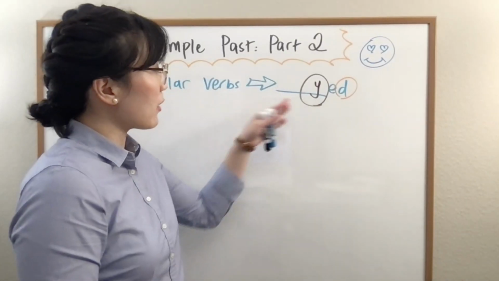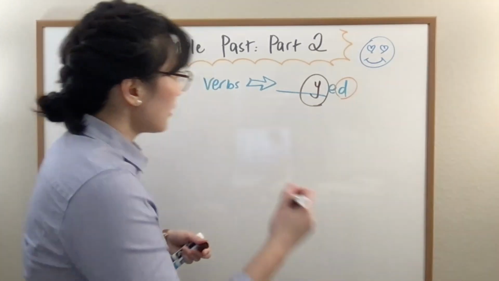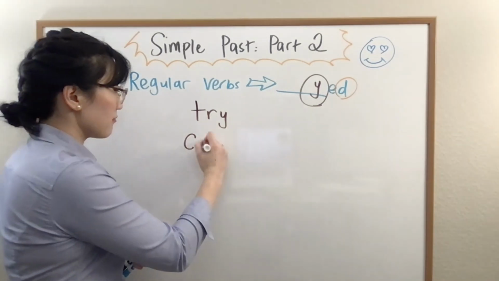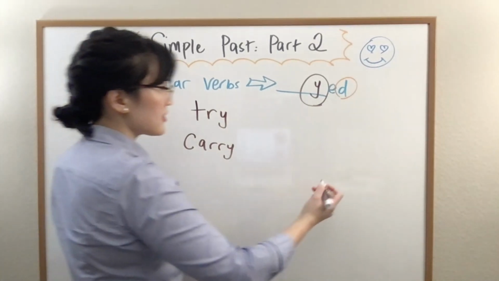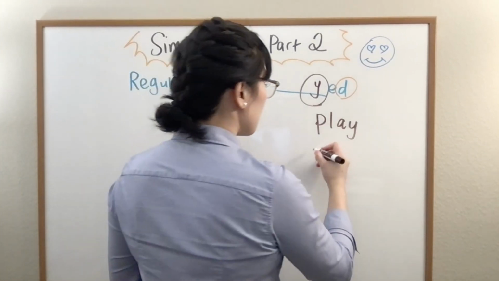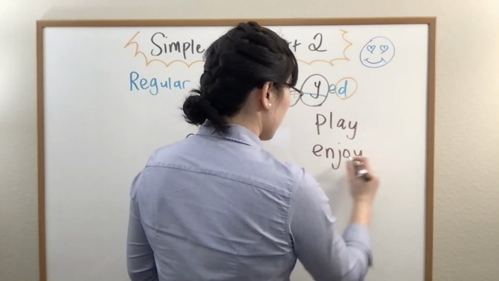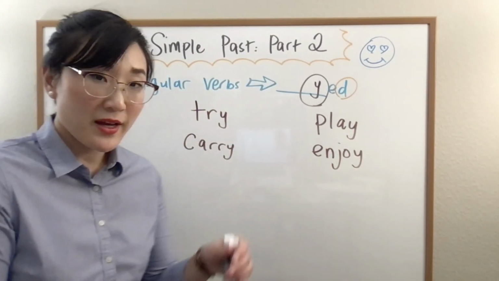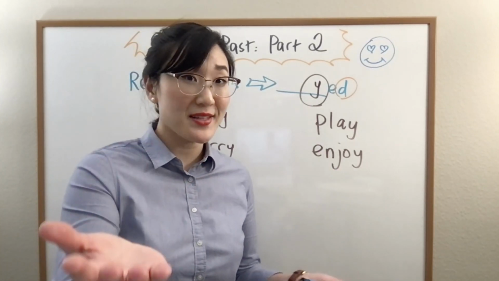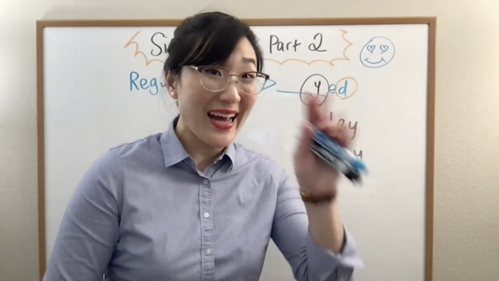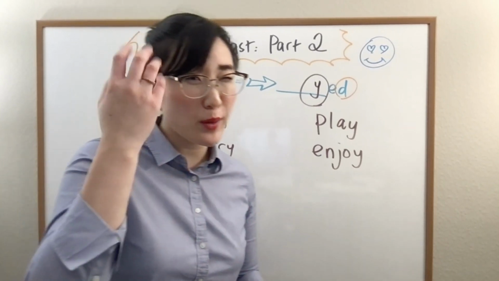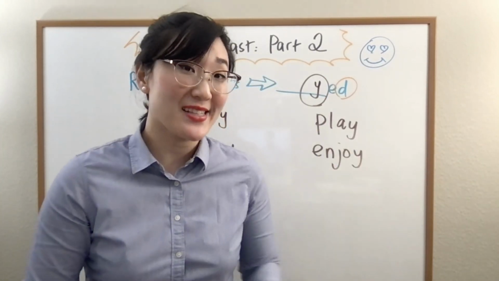So let's take a look at verbs with a Y ending. Let's say, for example, try and carry. Over here, let's say play. And let's say enjoy. Again, think about this in the simple present tense. We have a choice of an S or an IES ending.